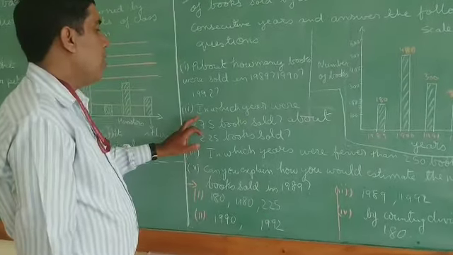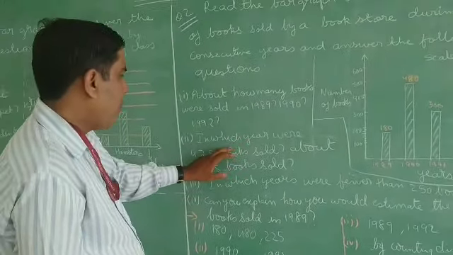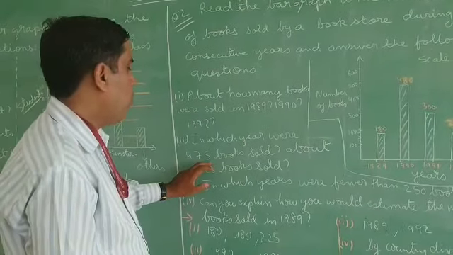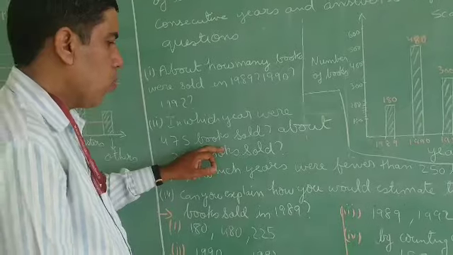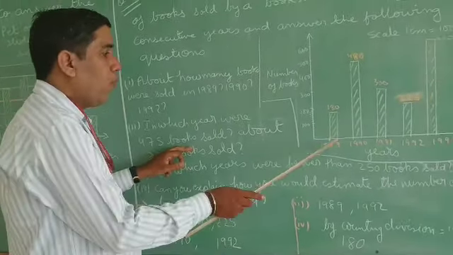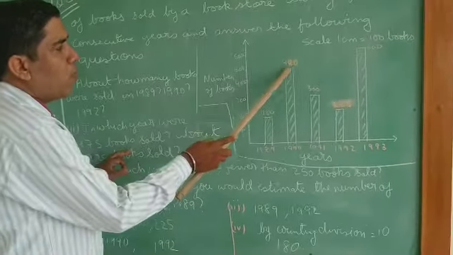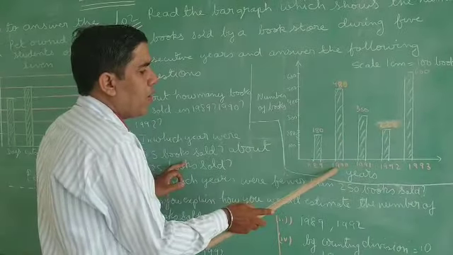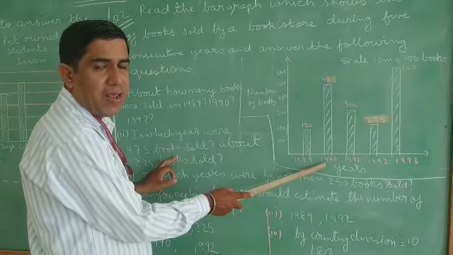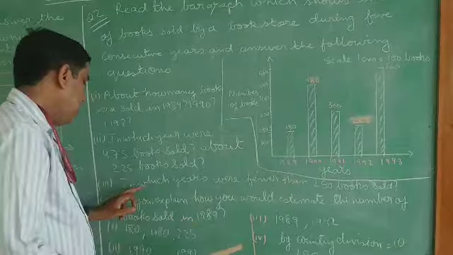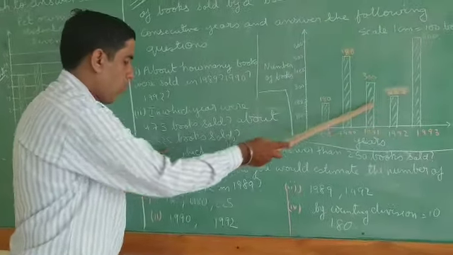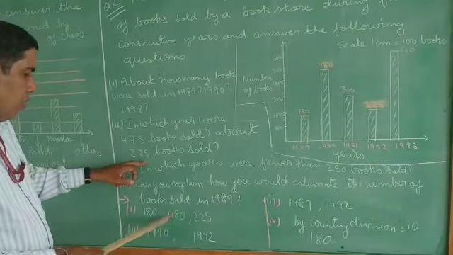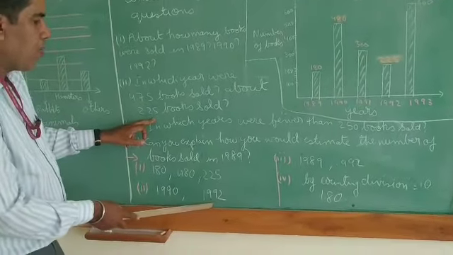Now the next second part: which year were 475 books sold? You can see here, near about 475 is 480, and that is 1990. The answer is 1990. Now about 225 books, which year is it? 1992. So 1992 is the answer.